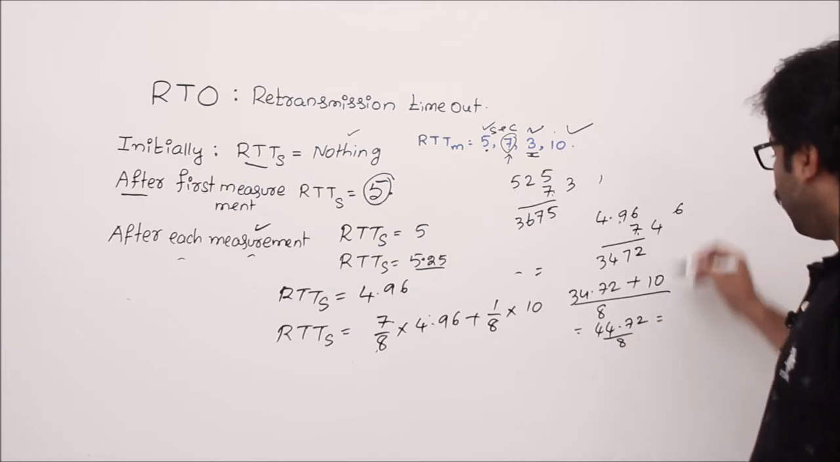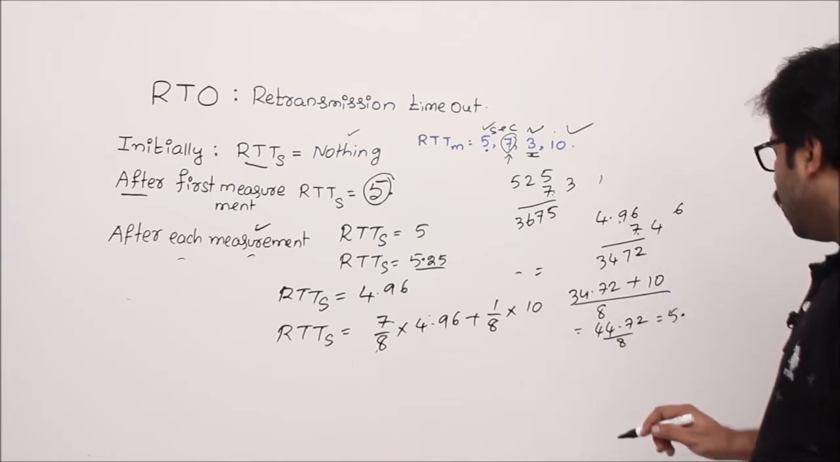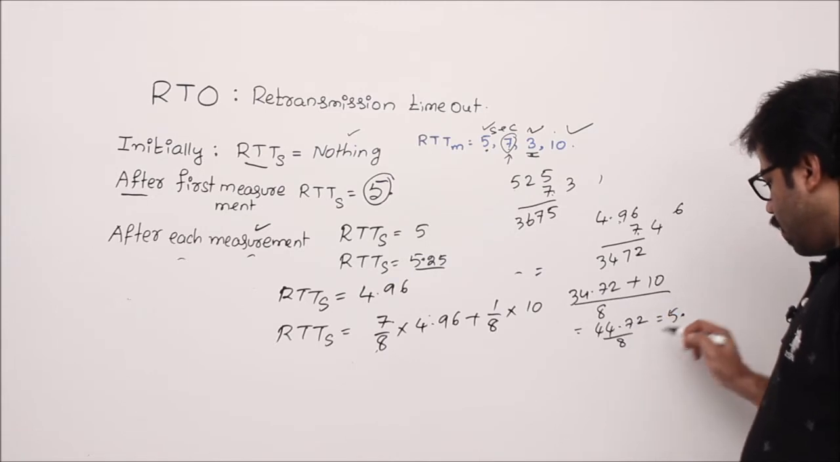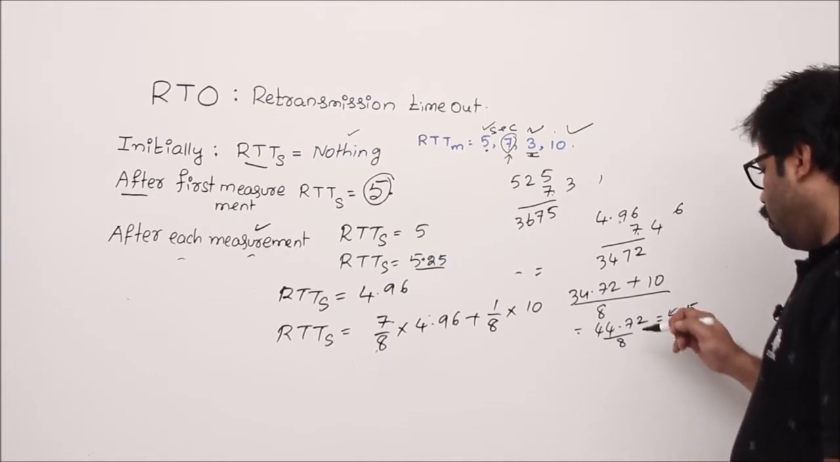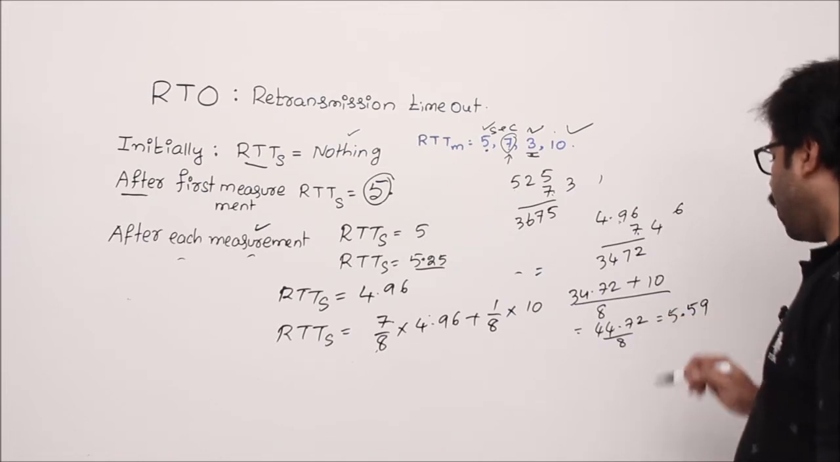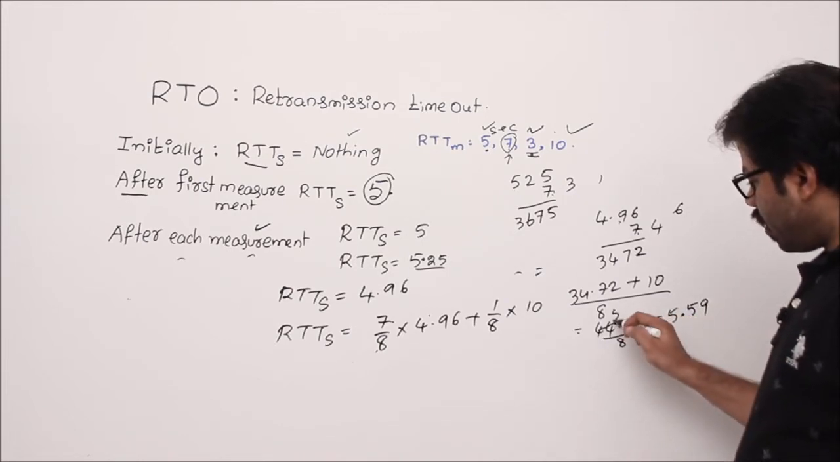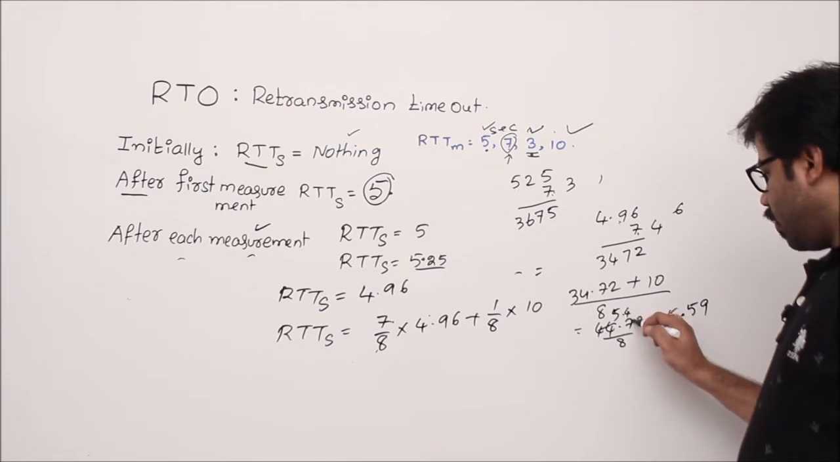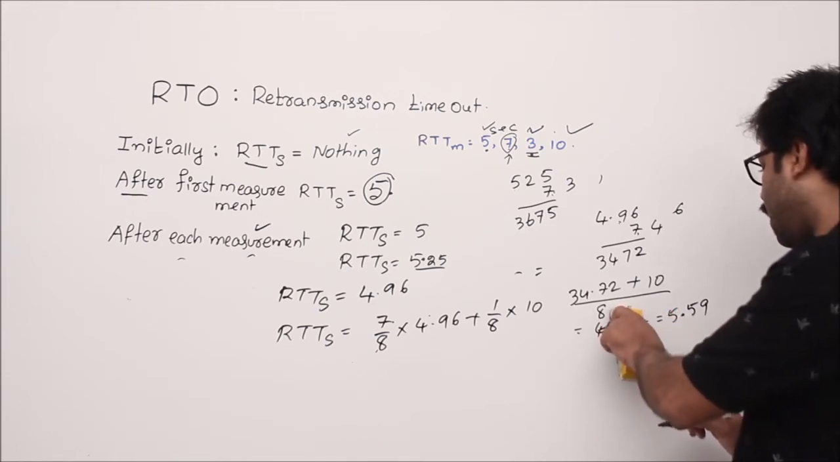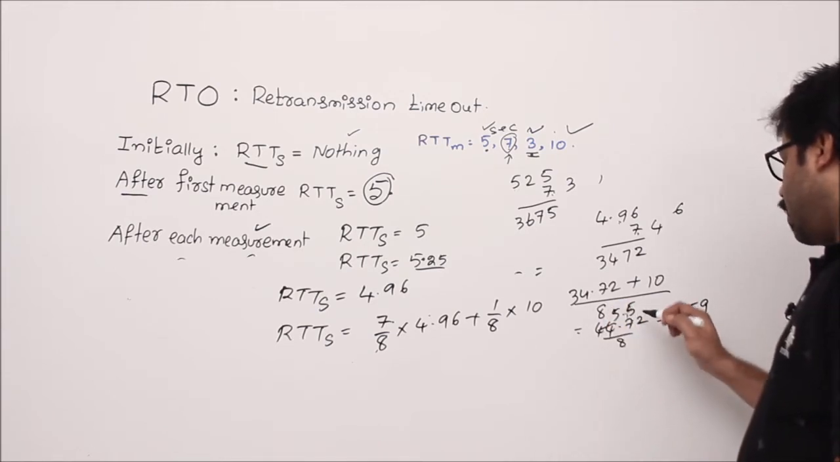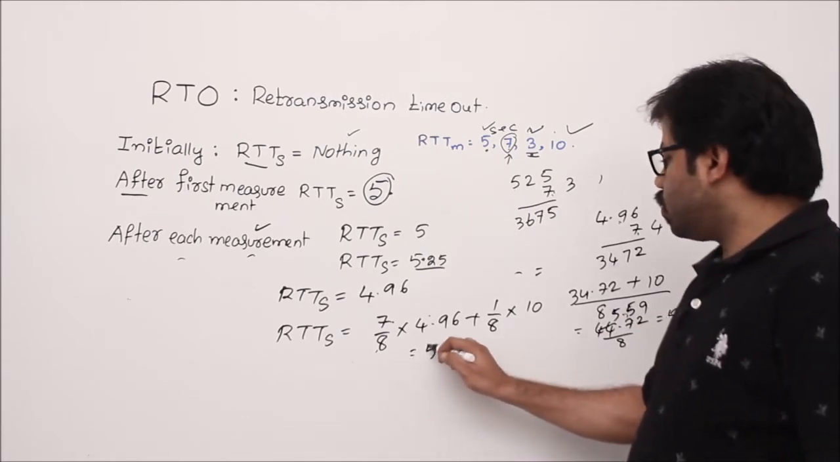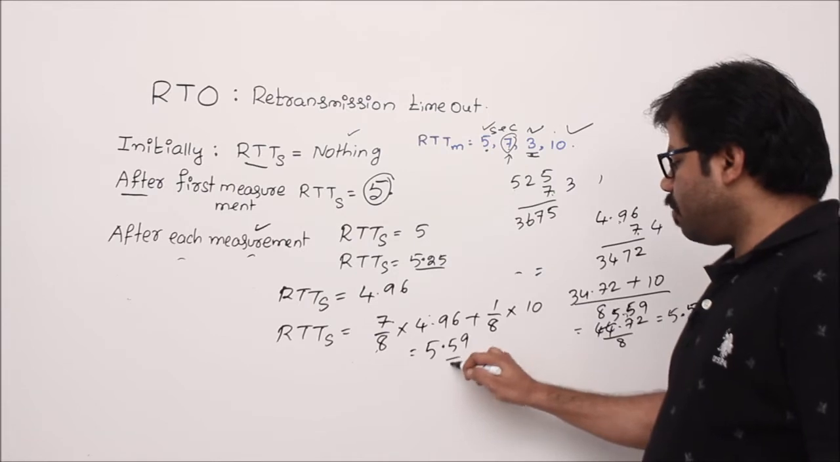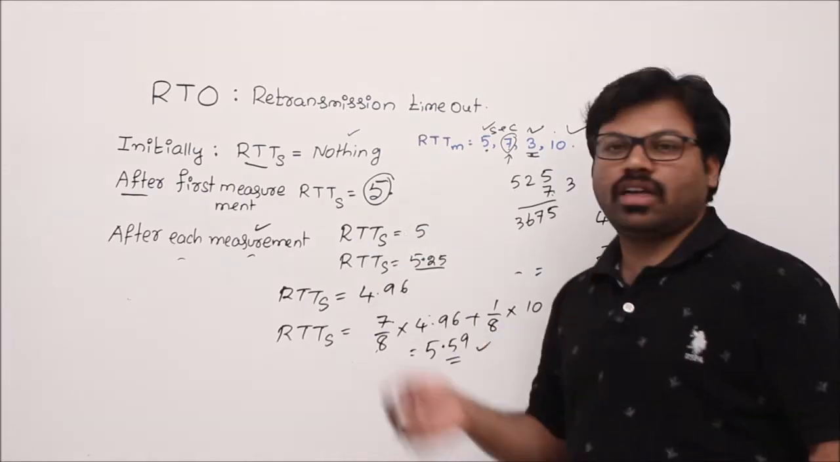If I simplify that, 8 5s are 40, then 4, 47. 8 5s are 40, then 4, 72. 8 9s are 72, so I think 5.59. In that way we get the new smooth, which is 5.59. Okay, this is the way we calculate RTT smooth.